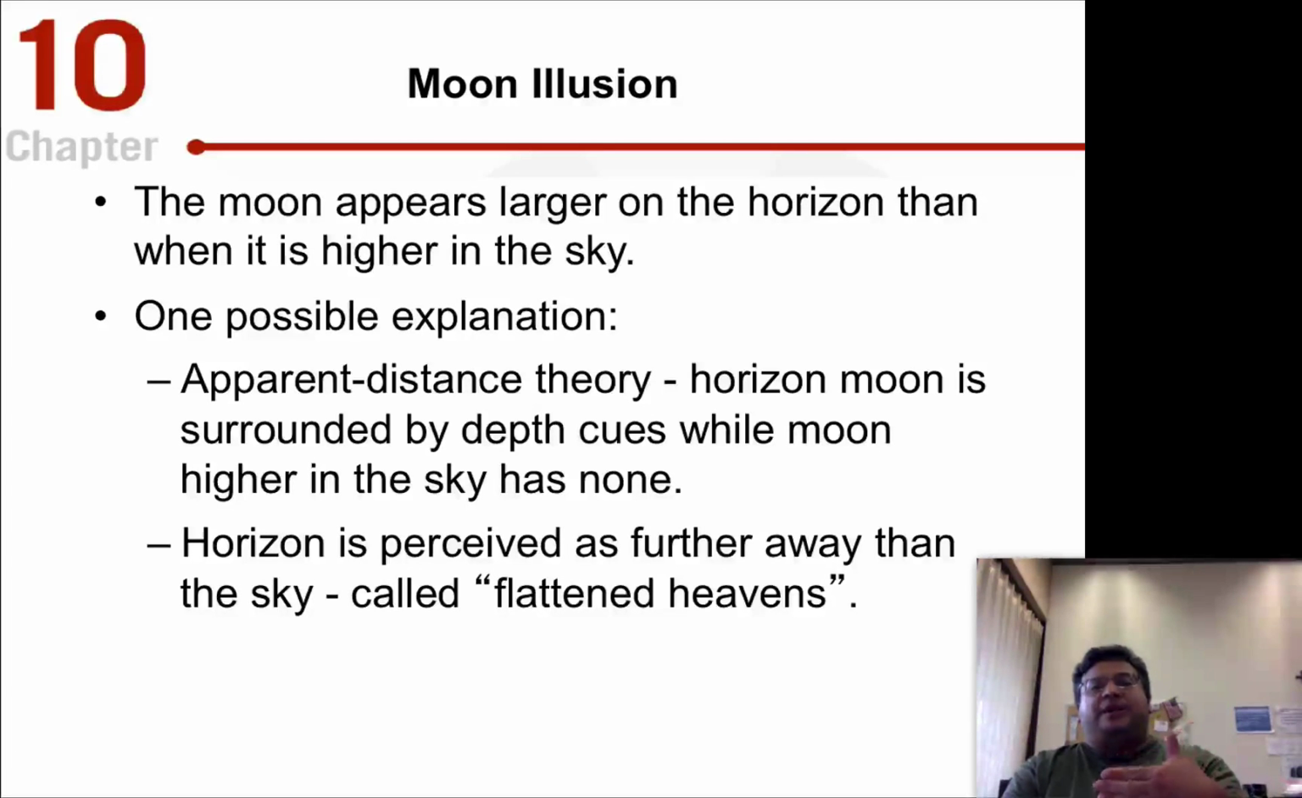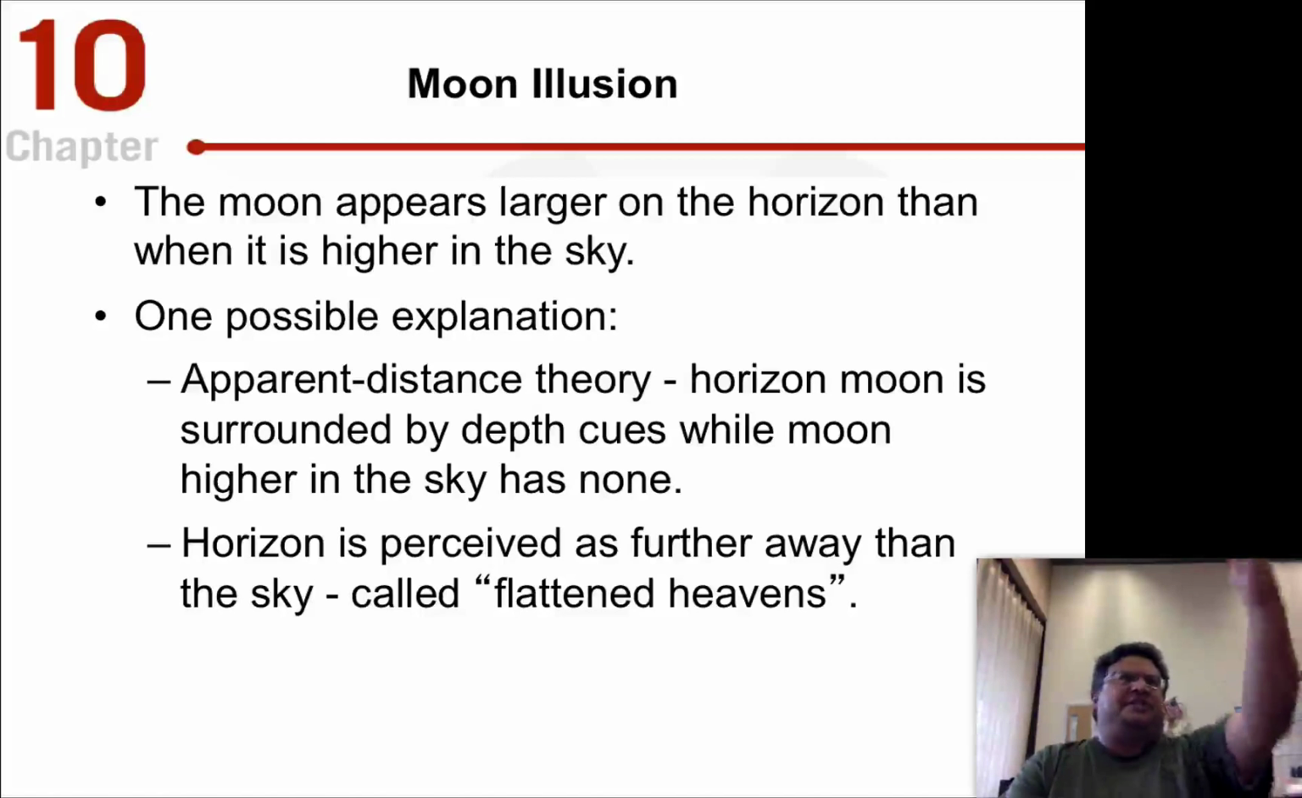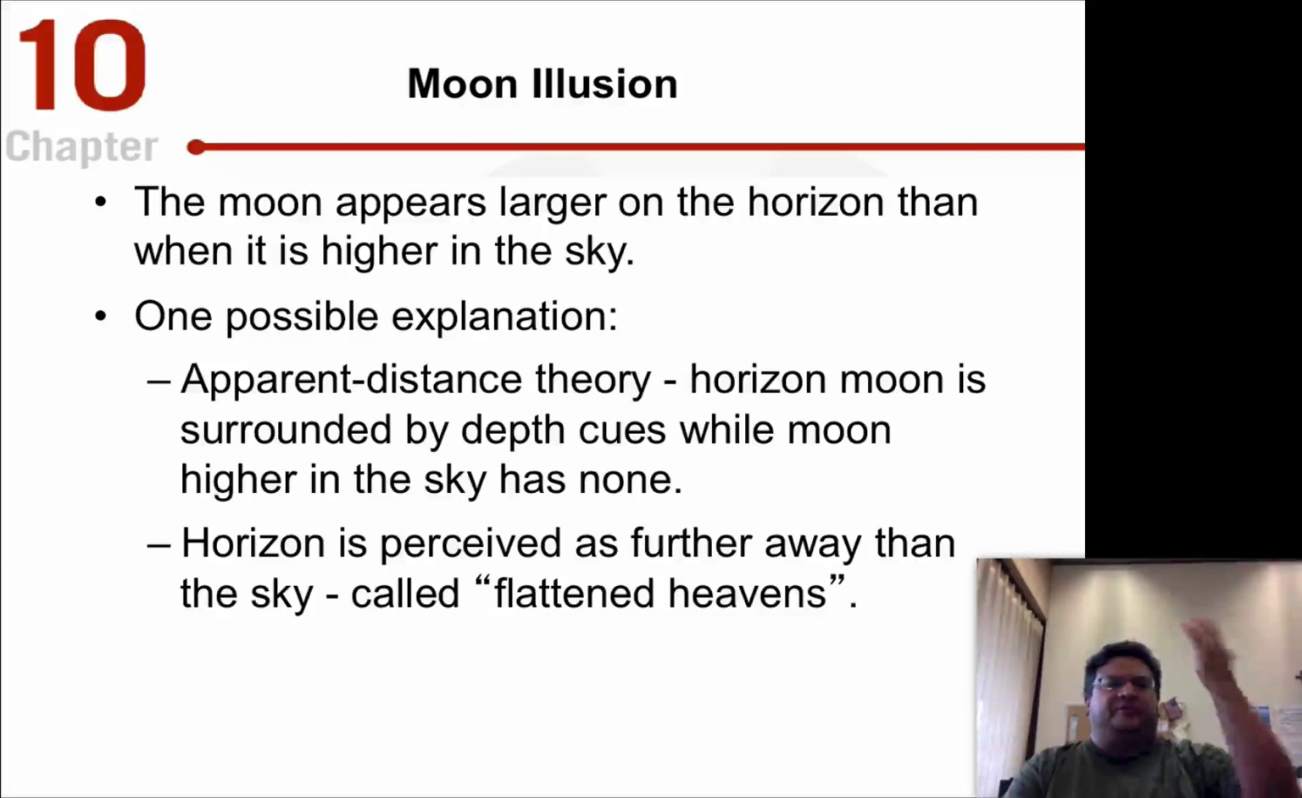We perceive the horizon as being further away than the sky. So in other words, we have a perception of distance of the horizon, but we don't really have a perception of distance with the heavens. We have a sense of how far away the horizon is, but we really don't have any sense for distance when we're looking at the sky. This has been referred to as the flattened heavens, right? We have no scale of distance when we're looking up in the sky.